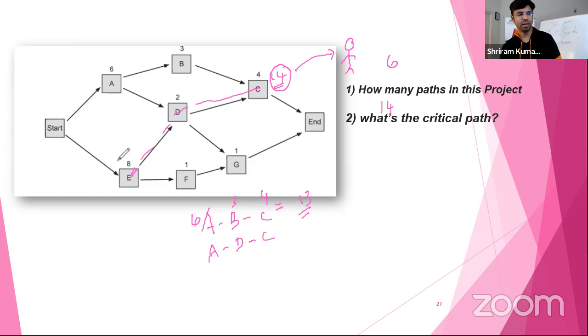Now, in case 8 becomes 8 plus 1, it won't be 14. It will become 14 plus 1. It can turn into 15, which is going to give you a bad reputation.